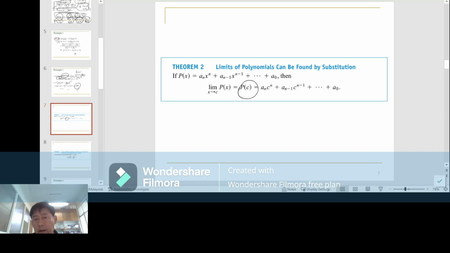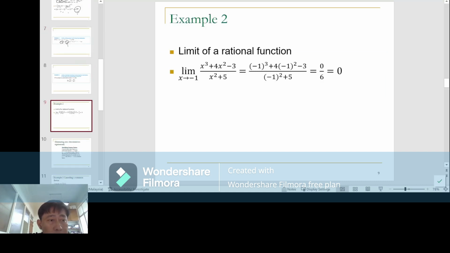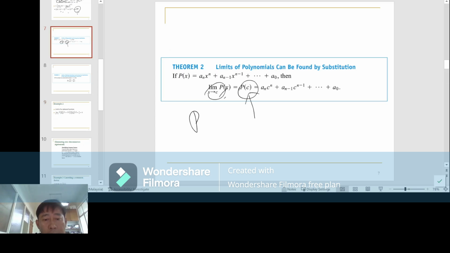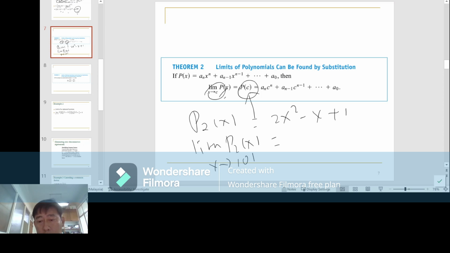And what is the limit of the polynomial function at the point c? It is simply equal to the value of the polynomial evaluated at that point. For example, say you have a polynomial of order 2, equal to 2x squared minus x plus 1. Then the limit of P2(x) when x tends towards, say, 101 is equal to blah blah blah.